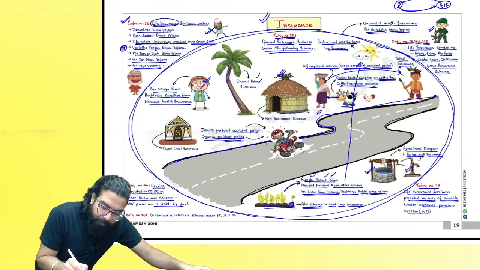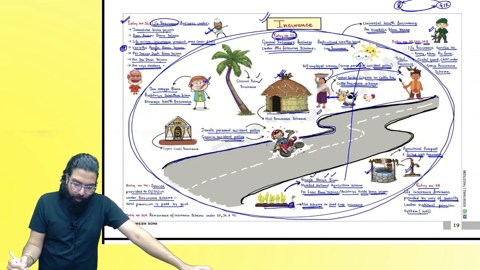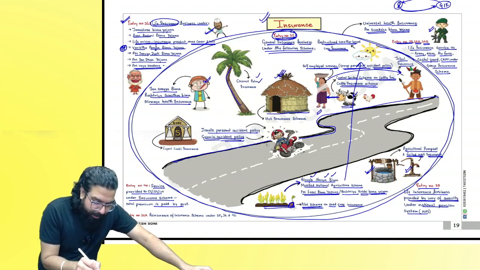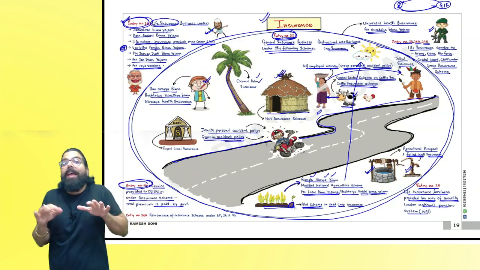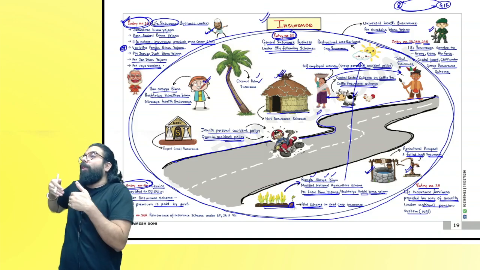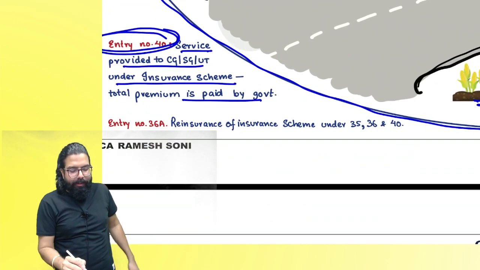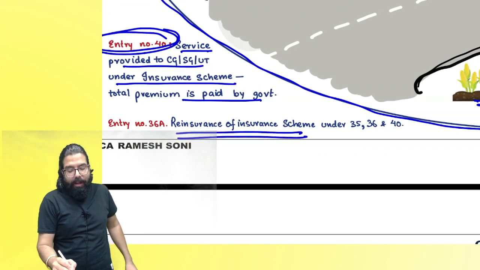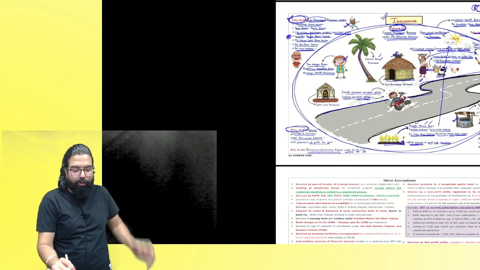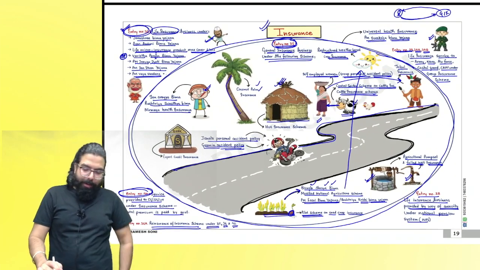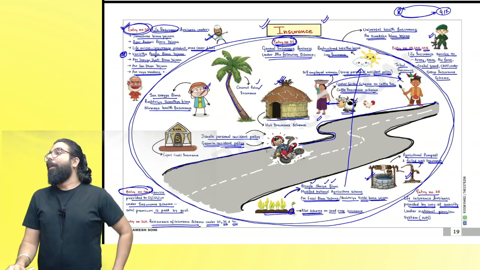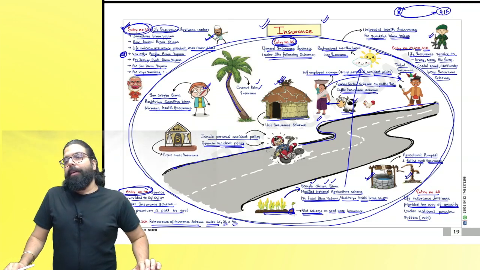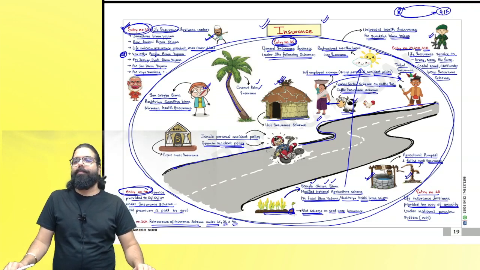Everyone listen to me very carefully. This entry number 35, okay, then entry number 36, okay, and entry number 40: whatever insurance I have sold, if I get a reinsurance done, that person who does the reinsurance also will not charge any GST. Reinsurance of the insurance schemes under 35, 36 and 40 also will be exempted. Right, everyone? Here I will close my small chart on insurance-related services.